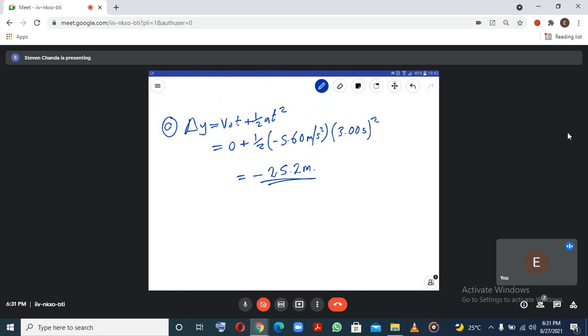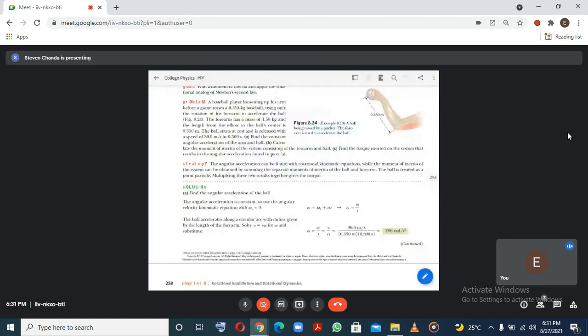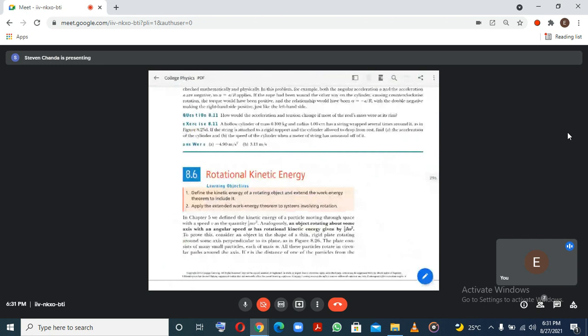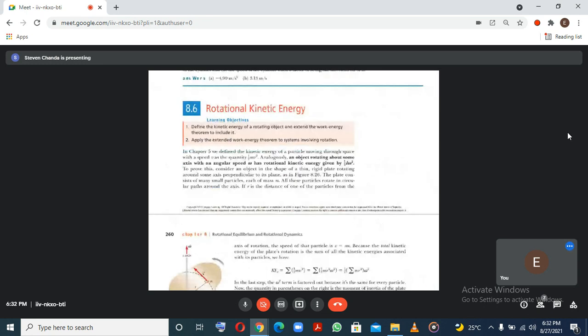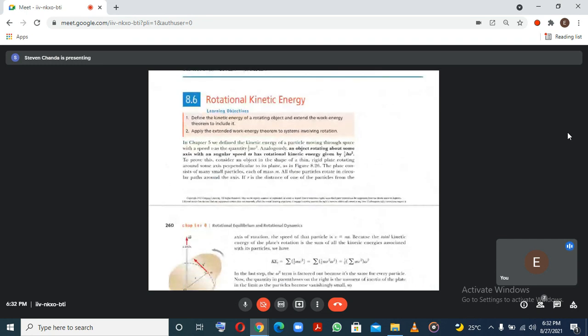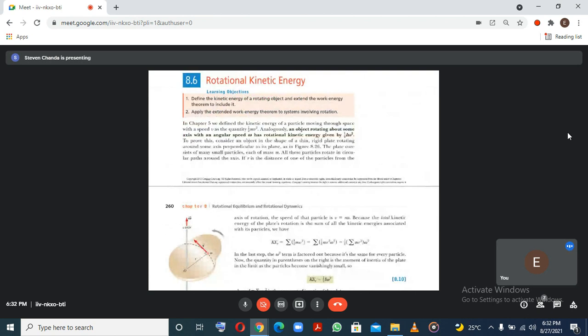So really, these questions usually look complex, but once you understand how the cable was wrapped around the cylinder, you'll be able to answer these questions without having to worry as much. So that's the key thing.